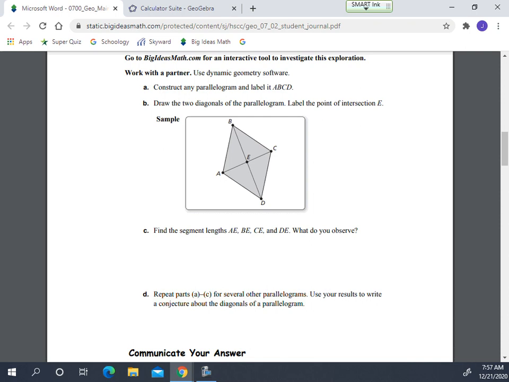Here it says constructing a parallelogram. We're going to stick with the one we have. And it says draw the two diagonals of the parallelogram. The two diagonals of a parallelogram go from one vertex to the opposite vertex. Okay, and then label the intersection point E. Perfect. Then we have to find the segments.